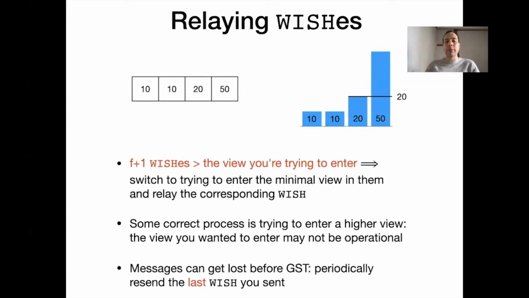So recall that before GST, messages can get lost. And for this reason, to make sure that our wishes actually get through, each process periodically resends the last wish that it sent. And you only need to care about the last wish, which is nice because that means it can be implemented in bounded space.